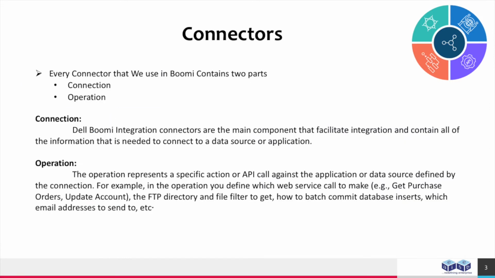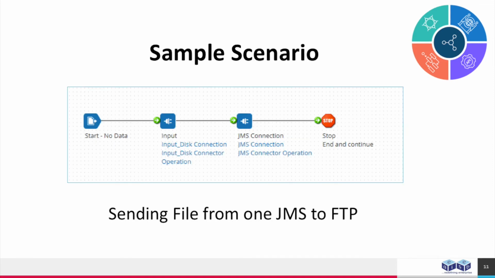Every connector that we use in Boomi contains two parts: connection and operation. Connection. Dell Boomi integration connectors are the main component that facilitates integration and contain all of the information that is needed to connect to a data source or application. Operation. The operation represents a specific action or API call against the application or data source defined by the connection. For example, in this operation, you define which web service call to make, for example, get purchase orders, update account, the FTP directory and file filter to get, how to batch commit database inserts, which email addresses to send to, etc. This is the sample scenario which we are demonstrating in this video.